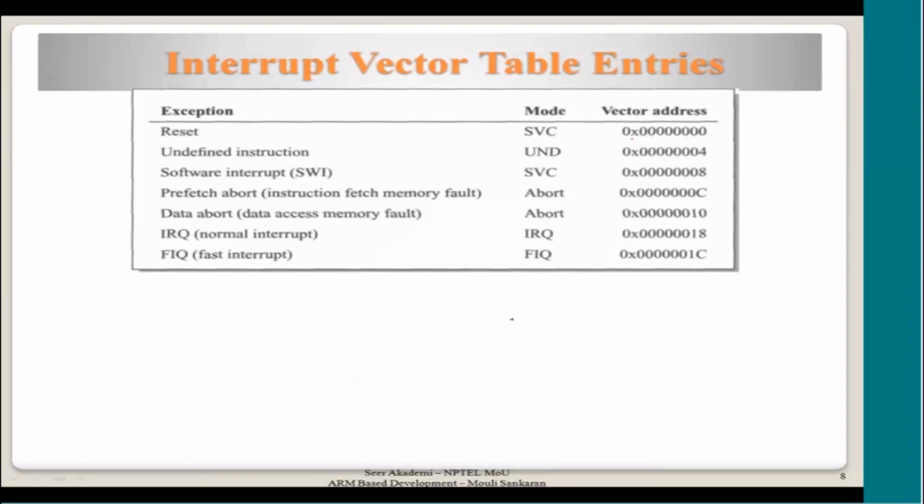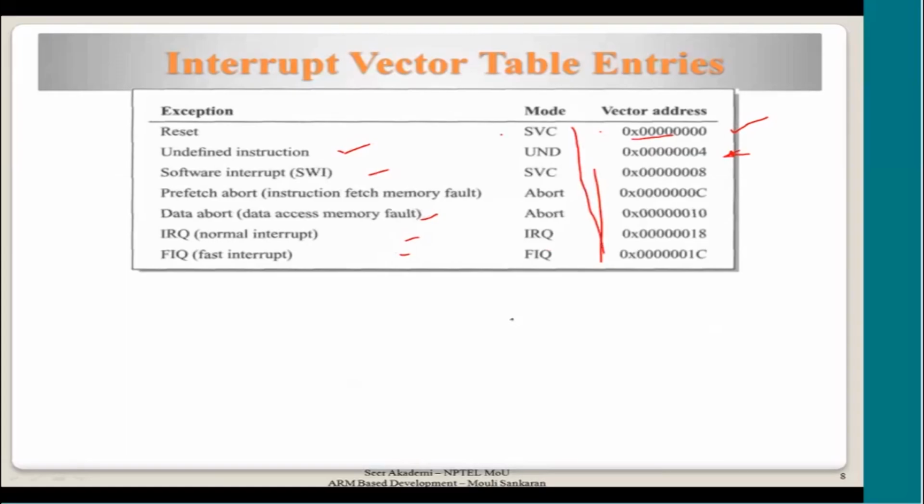So these are all the addresses. 00 is reserved for the reset vector. Whenever a reset happens, the processor will come here and access the instruction stored here, which happens to be a branch instruction. Similarly, if it encounters an undefined instruction or SWI. So these are all the different interrupts, and these are the different addresses where it accesses the particular instruction stored for handling these various vector interrupts and exceptions.